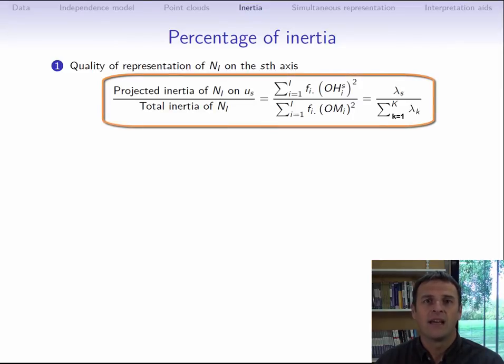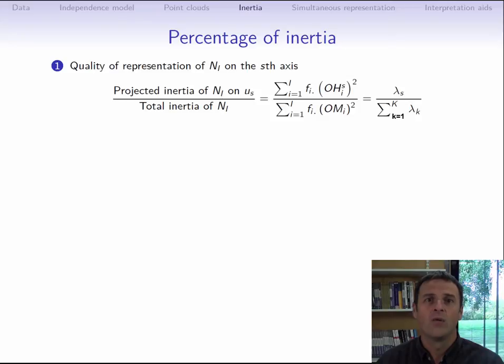In the precise case of a cloud Ni and the S dimension, the quality of representation of the cloud Ni onto the S dimension is the projected inertia of Ni onto this dimension, divided by the total inertia of Ni. We can write this in a way you've already seen with lambda S over the sum of the lambda k. As we just said, this is then given as a percentage.